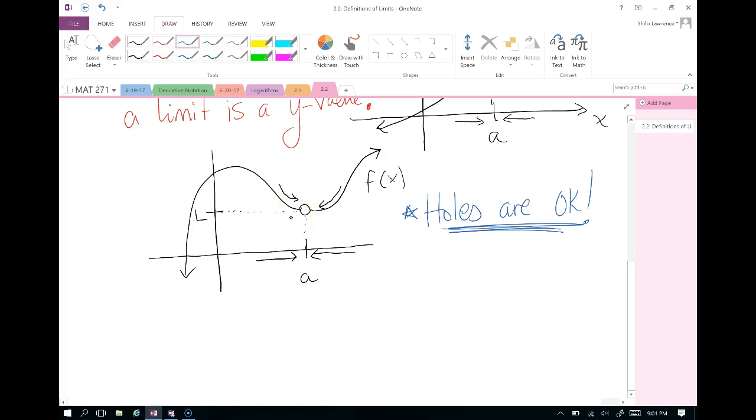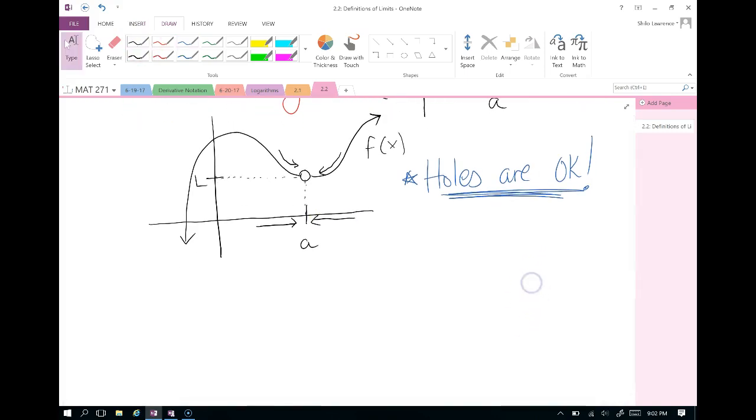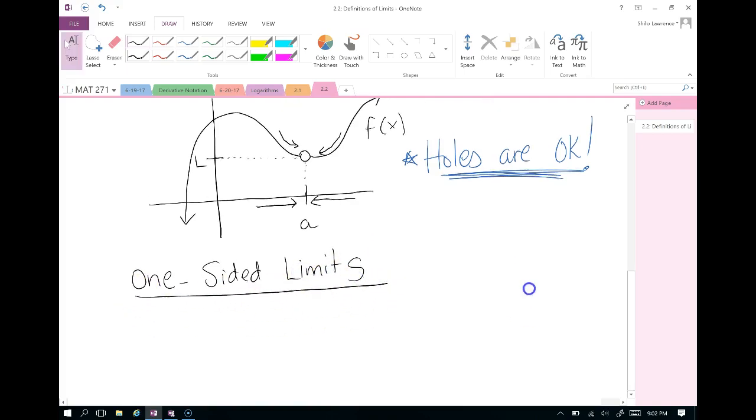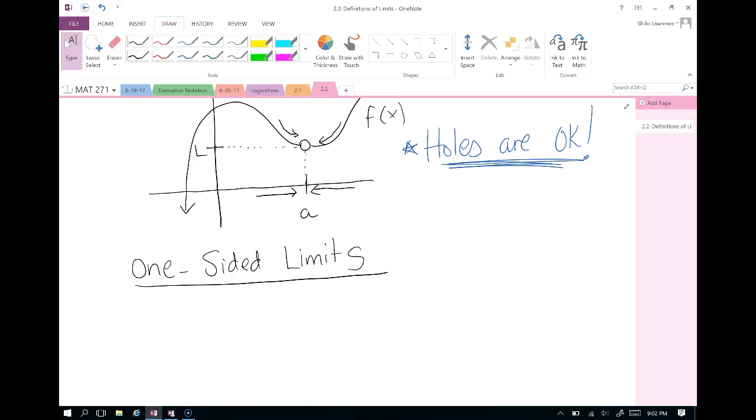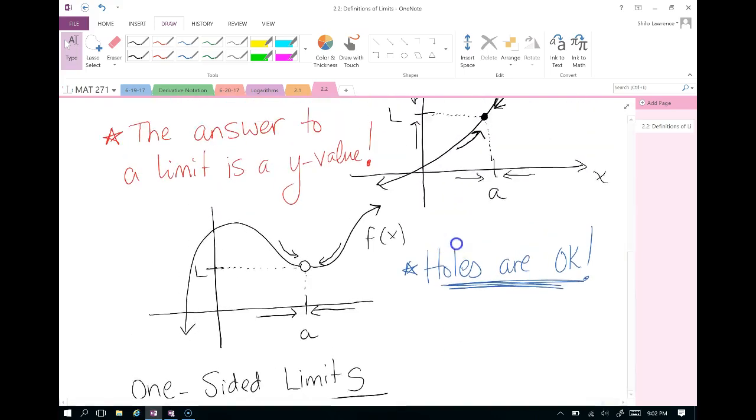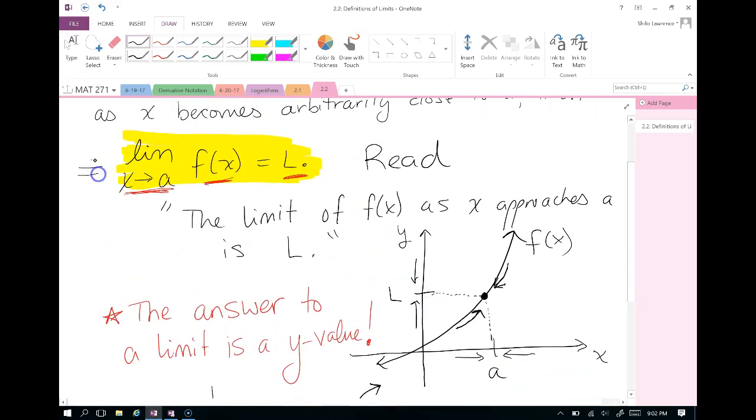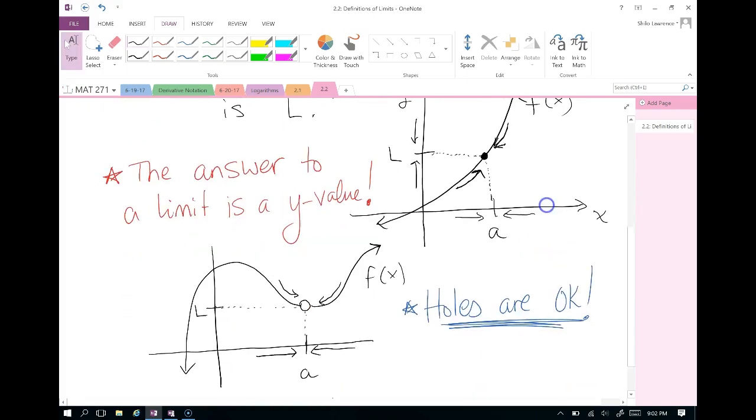Now, both of these graphs that I've just shown you, I have approached A from the left and from the right. There is a little bit different of a notation we might see if we don't need to approach from both directions. And those are called one-sided limits. So we could just be concerned with what it looks like when we approach from the left, or what it looks like when we approach from the right. So there's a notation that goes along with that here in our limit notation that would tell us only come from the left or only come from the right.